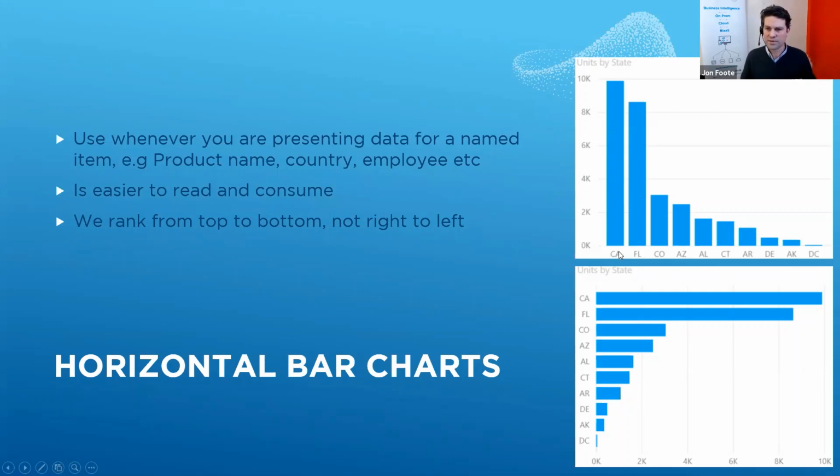The other thing too is if it's longer, we end up with those sort of diagonal or vertical labels, and then we have to turn our head and try and figure out what's going on. So this way is much easier to consume from a readability perspective, but we also rank from top to bottom. We don't rank from left to right. So when we're ranking, biggest to smallest, we're always ranking top to bottom. So just keep that in mind when you're using a bar chart with an item that's named.